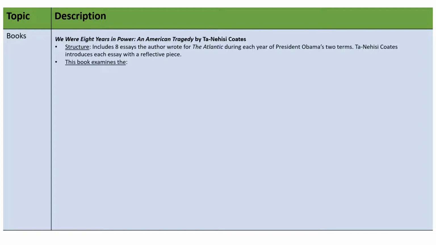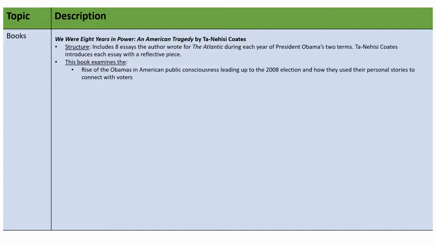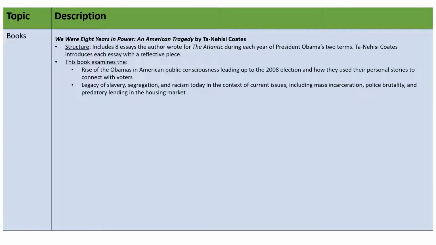The book examines the rise of the Obamas in the American public consciousness leading up to the 2008 election and how they used their personal stories to connect with voters. It also examines the legacy of slavery, segregation, and racism today in the context of current issues, including mass incarceration, police brutality, and predatory lending in the housing market.